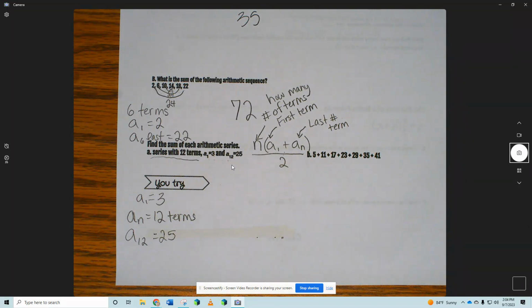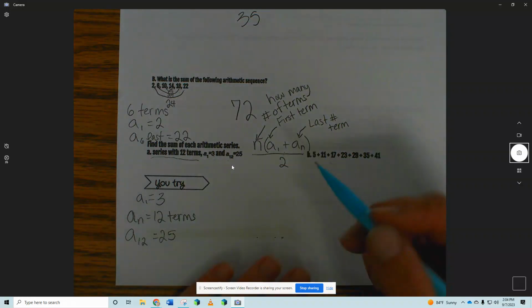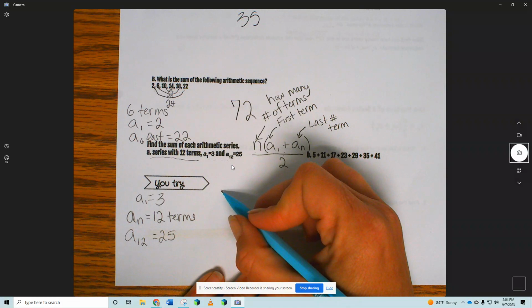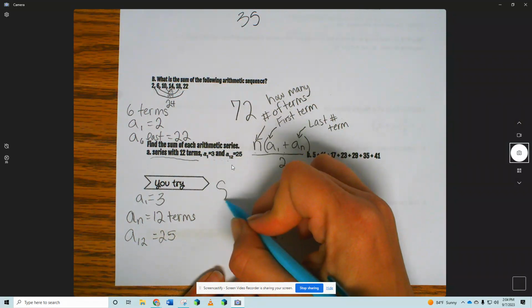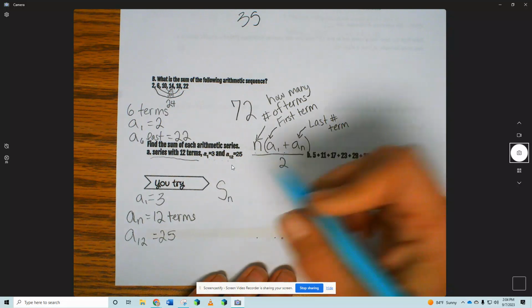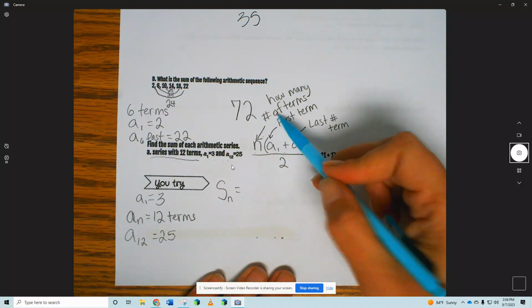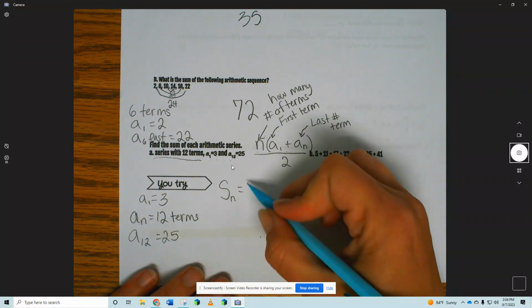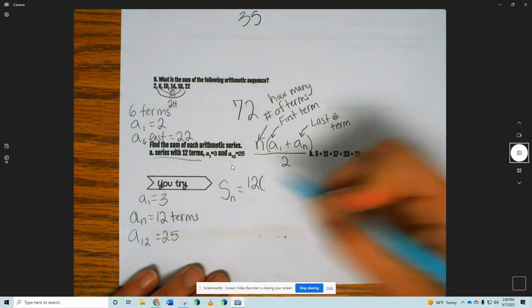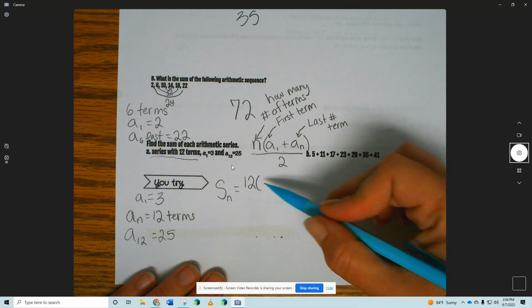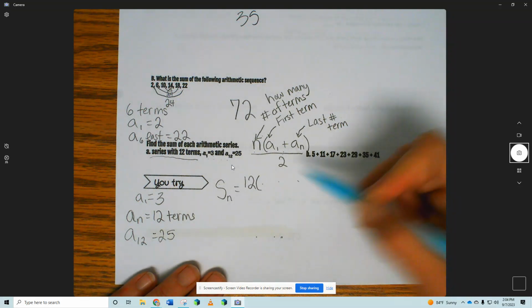Here we go. I'm going to plug in values. I'm finding the sum, guys. The sum of a number, sub n. How many terms? How many numbers are in this list? 12. That goes in the numerator. Then you put a parenthesis. What is the first number plus the last number?